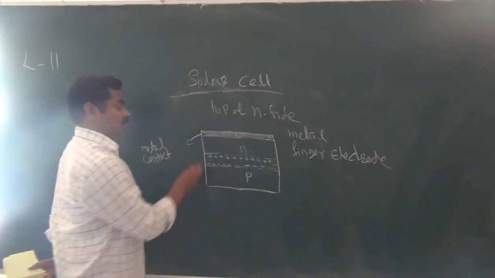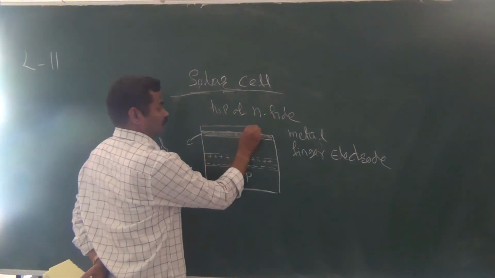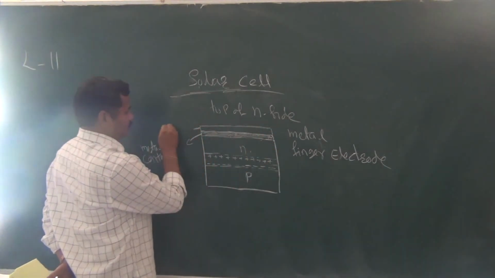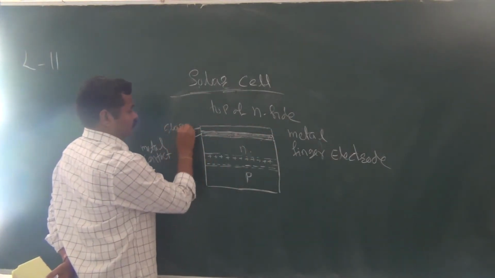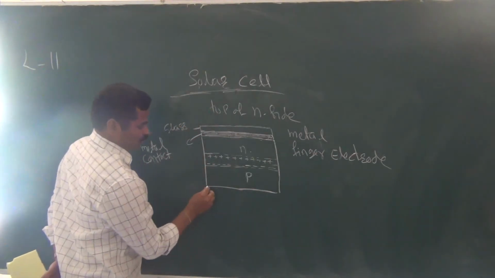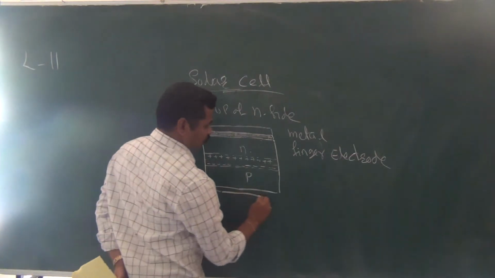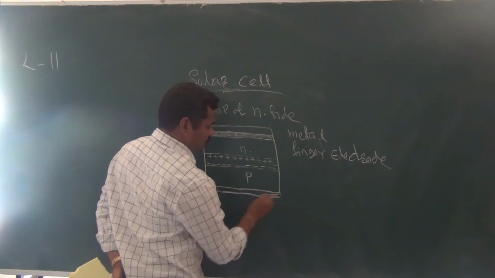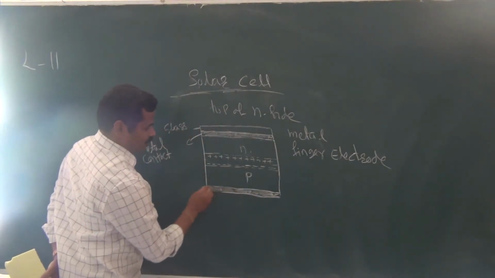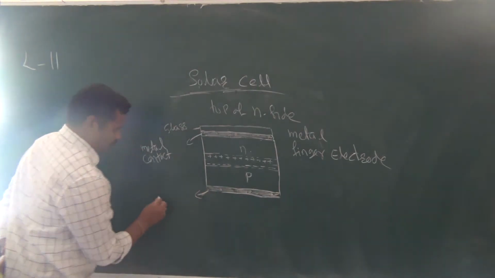It also contains a glass window, as you know, because the light will be incident on the junction. This is nothing but a glass window. Here there are metal contacts, and below also there is a metal contact. This is the back side and the front side metal contact.